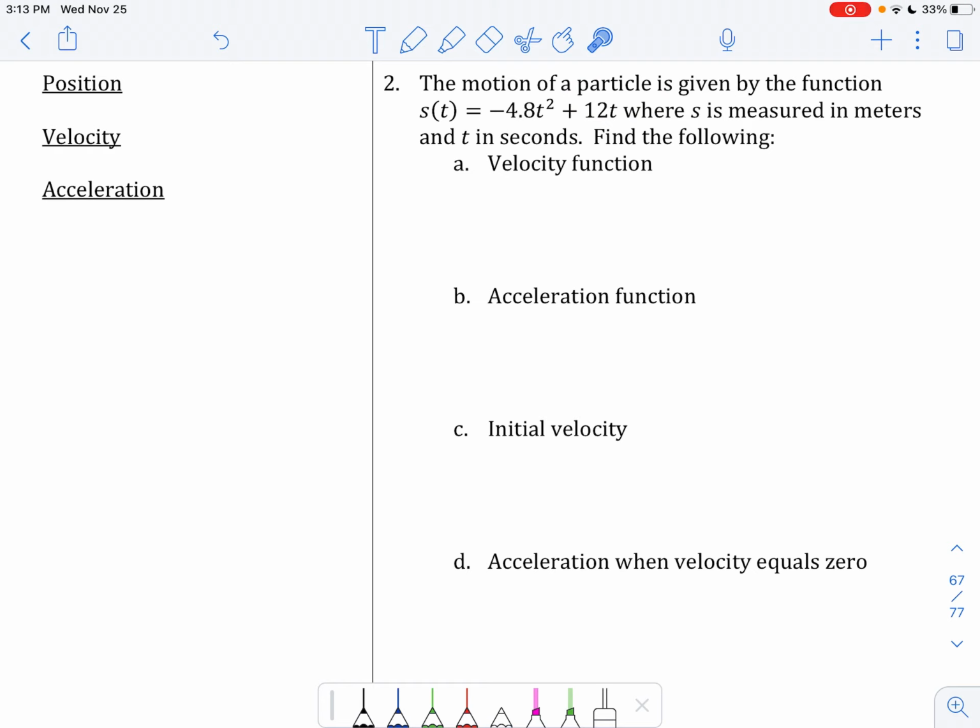The motion of a particle, it could be a car, it could be an object in flight, is modeled by the function s of t is equal to negative 4.8 t squared plus 12t, where s is measured in meters and t is measured in seconds. So what's important here is that this is what we call our position vector, or position function. So it's just our f of x.